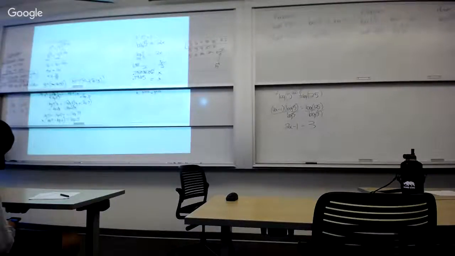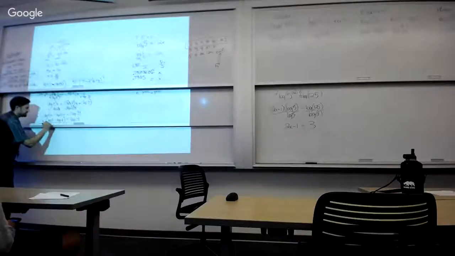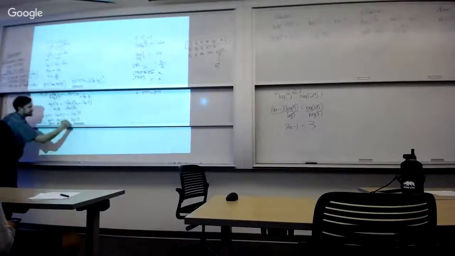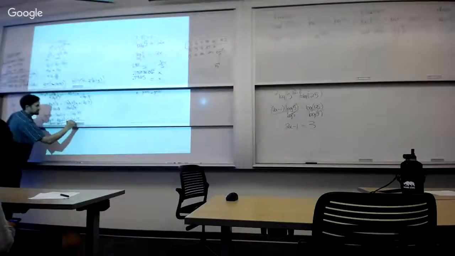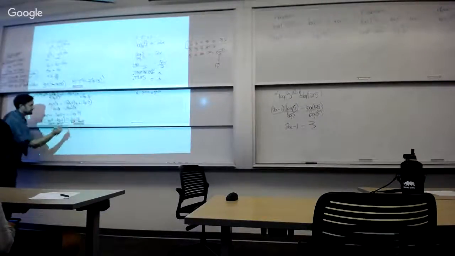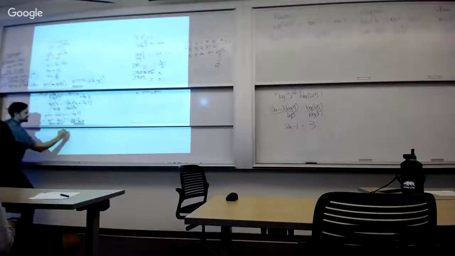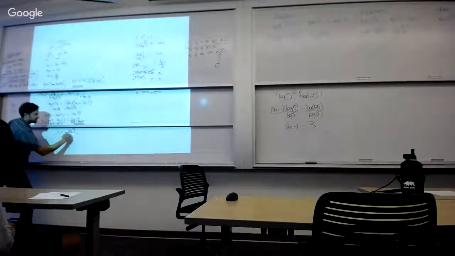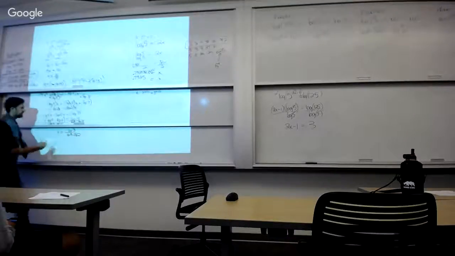And then we want to solve for x. So we divide off that entire expression. We're going to divide both sides by log 3 minus log 2. Which gives us x equals log 3 over log 3 minus log 2. That's our answer.